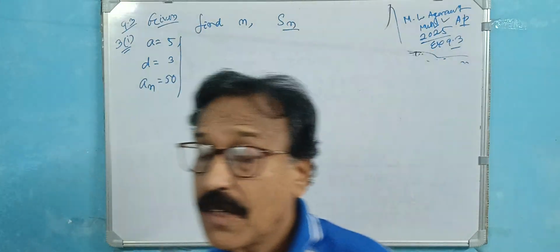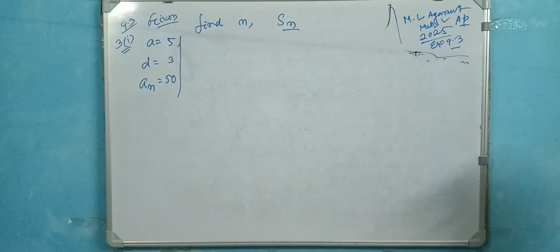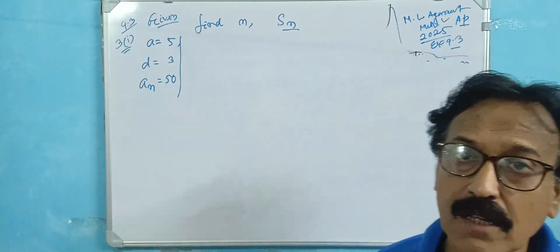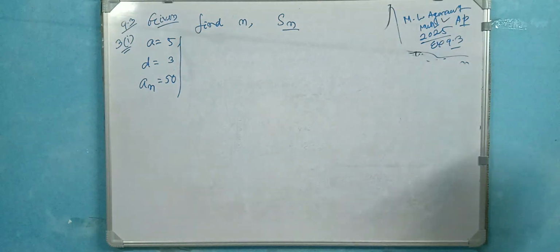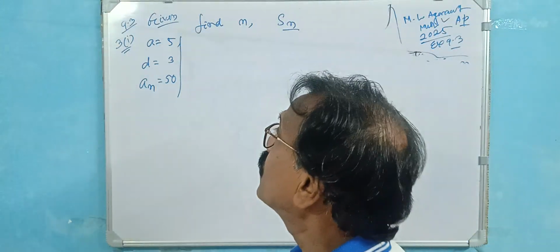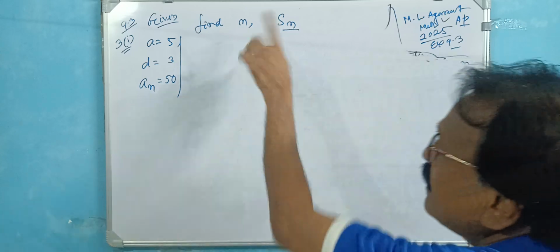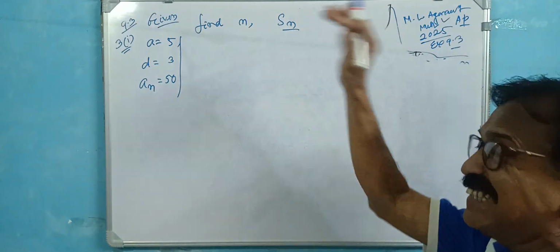Clear? No problem. Don't panic when you see the sum. You just remember all the formulas. The concept must be clear, and be confident in your mind. You can do all these sums. A is given, d is given, an is given. Find n, where n means the number of terms, and Sn.